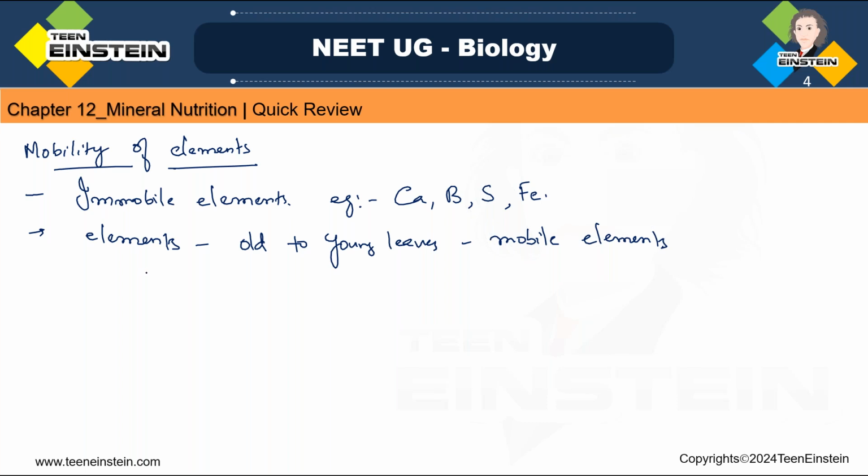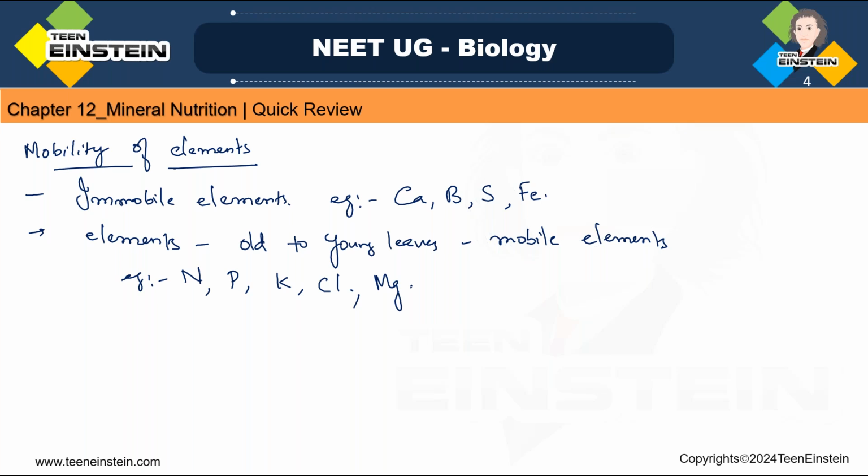For example, nitrogen, then phosphorus, potassium, chlorine, magnesium, all these are mobile elements. Okay, examples for mobile elements.